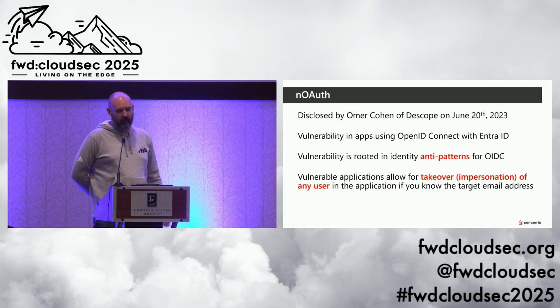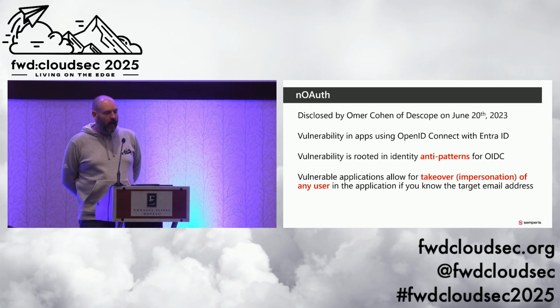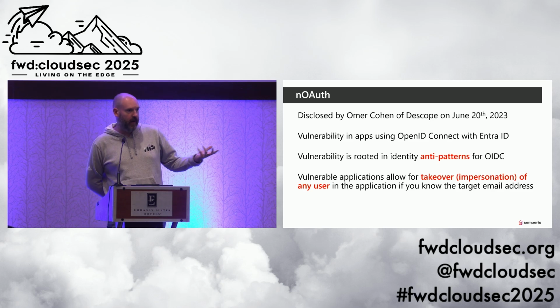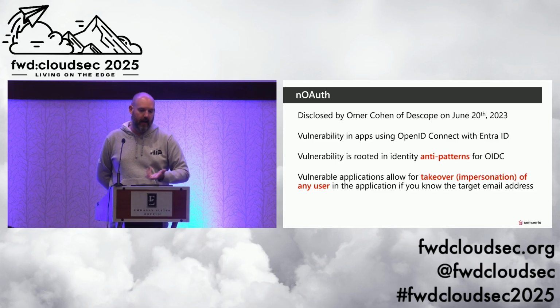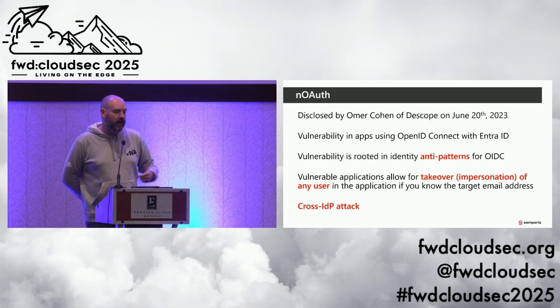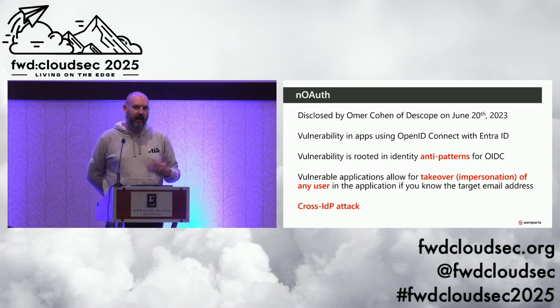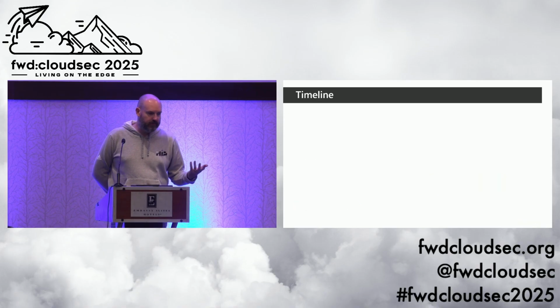The vulnerability is rooted essentially in an anti-pattern for implementations of OpenID Connect. It allows takeover, impersonation, however you want to put it, of any user in the vulnerable application, just if you know their email address. So if the app is vulnerable, I know their email, I can get in as this person. And Dscope at the time classified this as a sort of cross-identity provider attack.